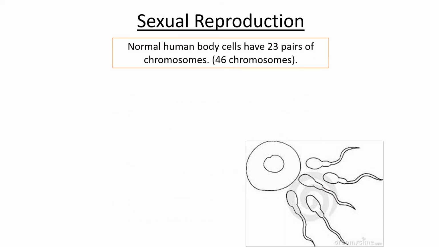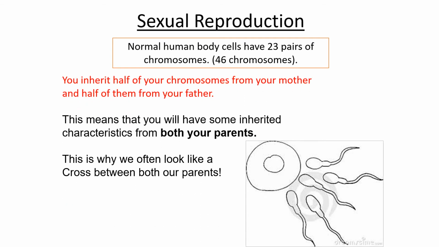In sexual reproduction, a normal human body has 23 pairs of chromosomes, or you can say 46 chromosomes in total. You inherit half of the chromosomes, meaning 23, from your mother, and half, meaning 23, from your father. And that's why we often look like a cross between our parents. We inherit characteristics from both our mother and our father.